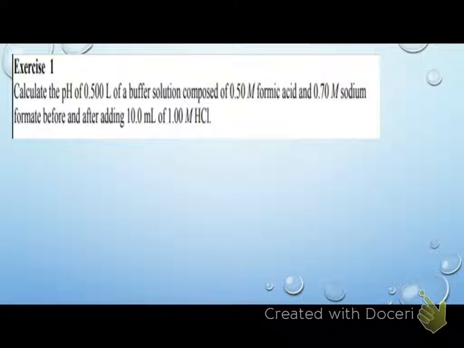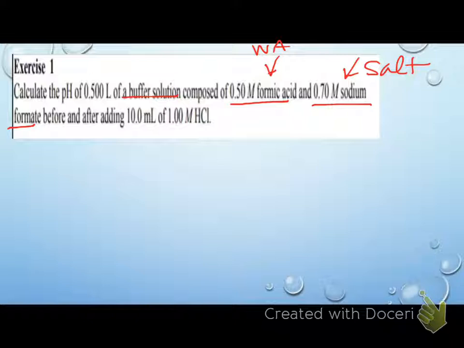Calculate the pH of a buffer solution. Well, that was nice. They told you it was a buffer solution. They're not always that nice. They want you to recognize a buffer. We've got 0.5 molar formic acid and 0.7 molar sodium formate. So there's your weak acid and there's your salt. So we have a buffer, but they were nice enough to tell us. We want to know before and after.